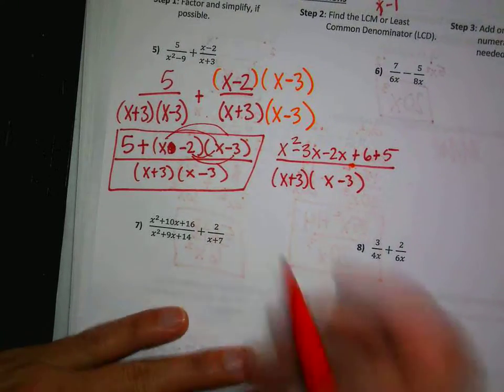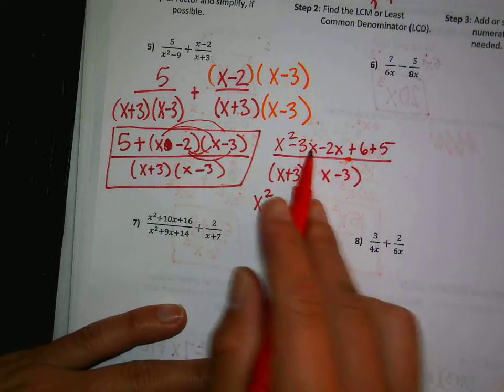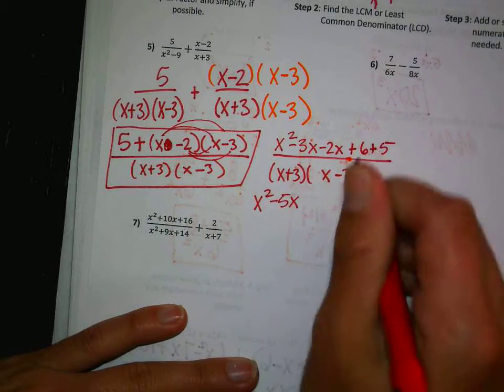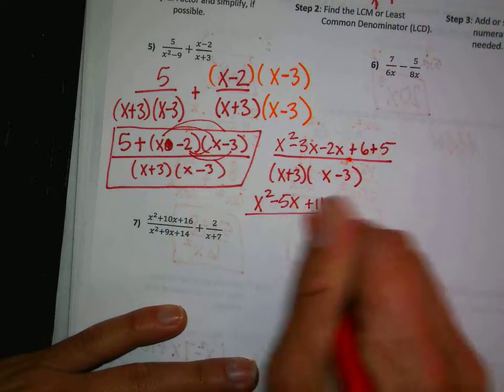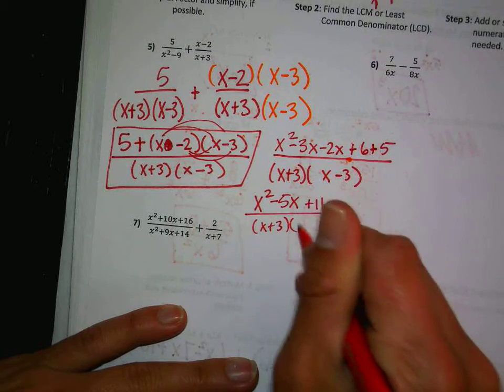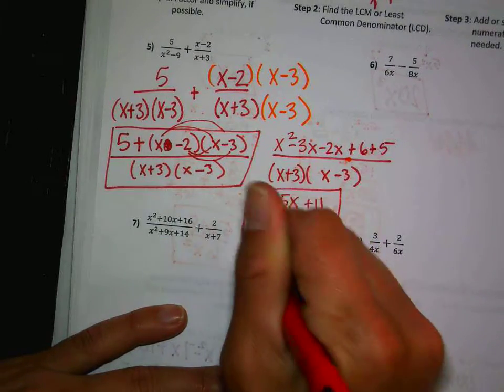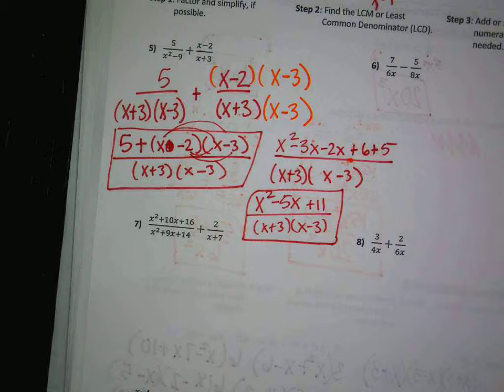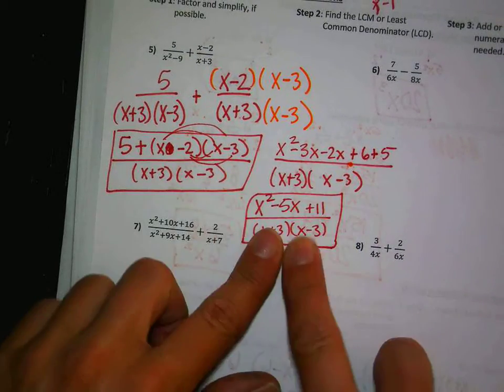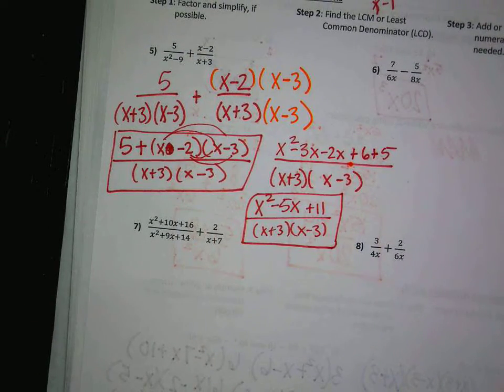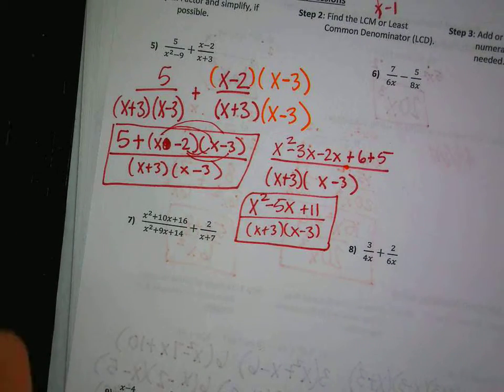And then you just have to combine like terms. So x squared, combine these terms, minus 5x plus 11 over x plus 3, x minus 3. You don't have to multiply the bottom. All right, so like I said, if you want to multiply it out, that is kind of the more correct way to do it. But just because we have to do this quickly, I don't want to spend too much time on this unit. You can leave it like that if you want.